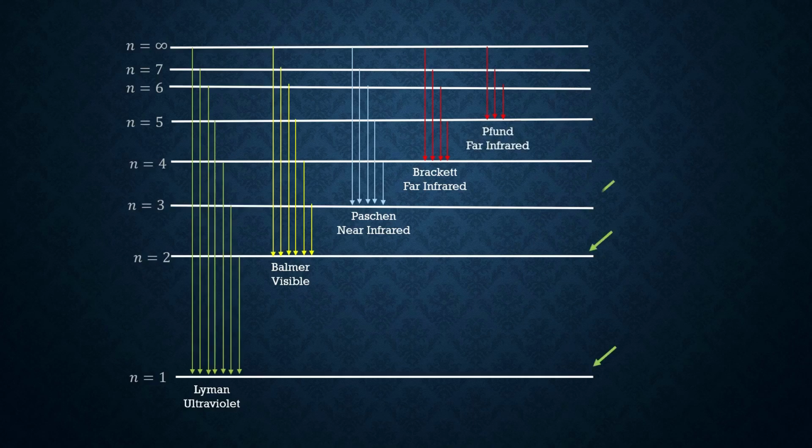The quantized nature of electron energy levels in the Bohr model paved the way for the development of quantum mechanics. It hinted at the existence of discrete energy states, challenging the classical view of continuous energy. With this, we conclude this video.